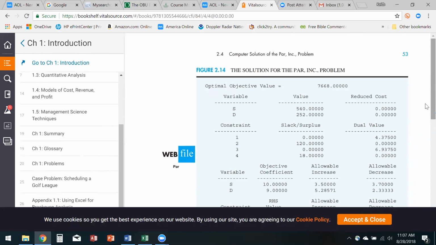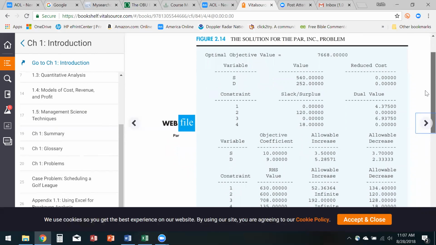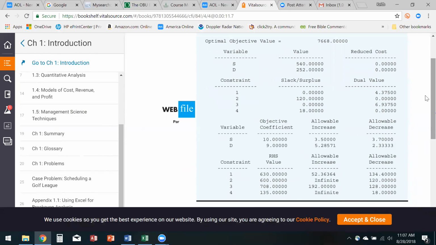Here the optimal objective value is $7,668 in profit. Here are the variables. How many standard bags are we going to make? How many deluxe bags are we going to make? The dollar value, the number of them we're going to make, then any reduced costs. And then we see the constraints, 1, 2, 3, 4. Remember we had those 4 constraints like cutting and sewing, inspection, etc. And then we look for any slack or surplus.